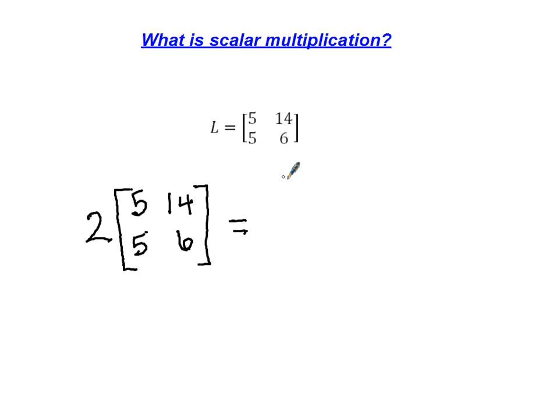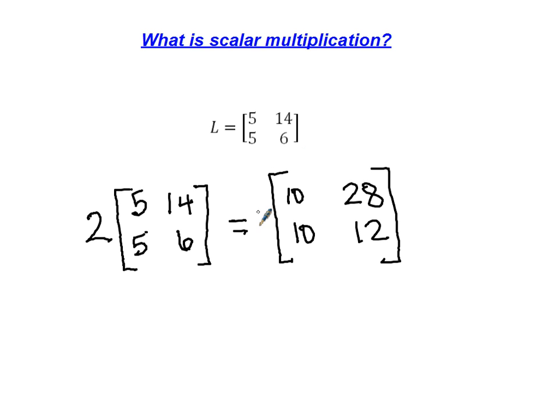So 2 times 5 is 10. Again, 2 times 5 here, that's also 10. Now 2 times my 14 is 28. And 2 times 6 is 12. This is my final matrix then that has been multiplied by 2, or a scalar of 2. Remember, it's just a fancy version of the distributive property.